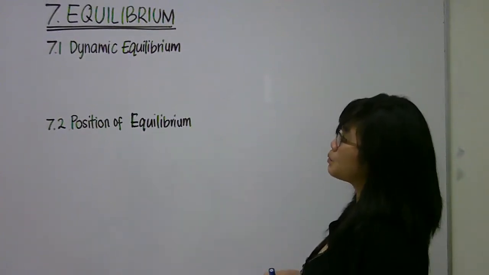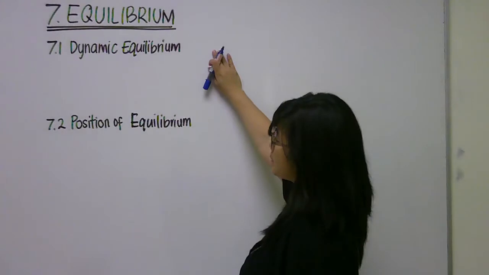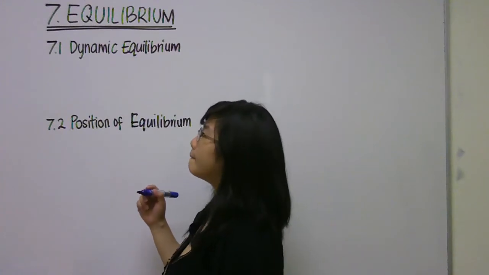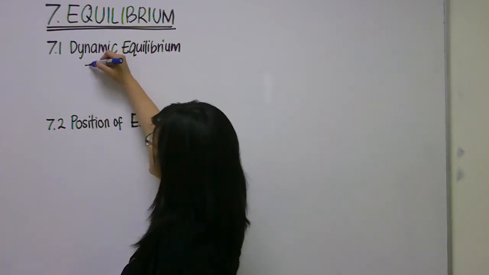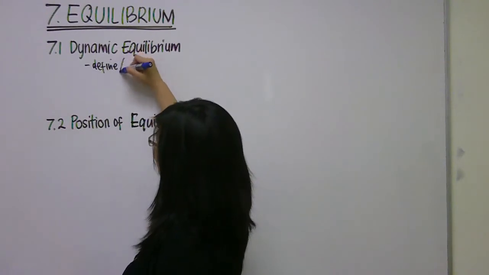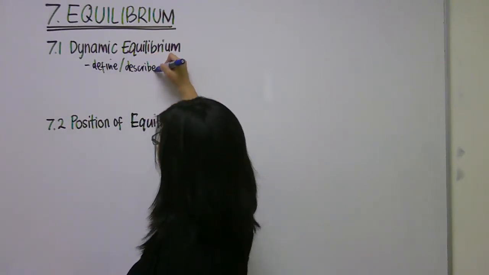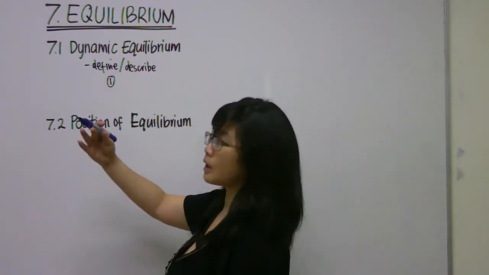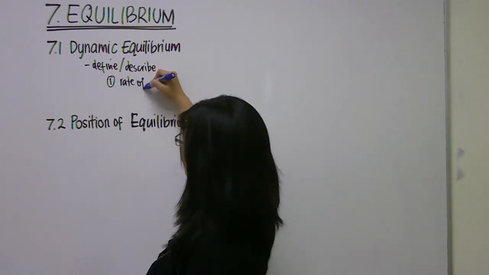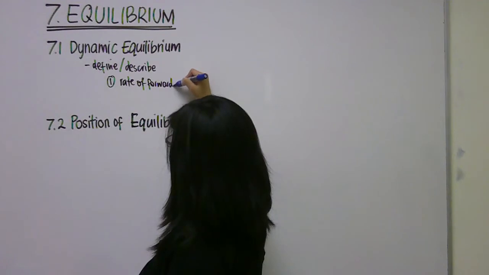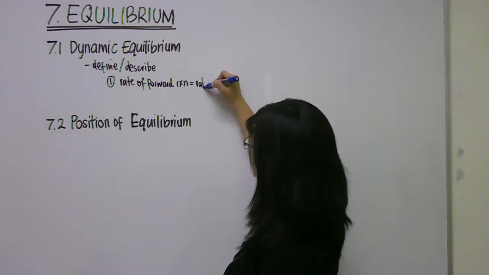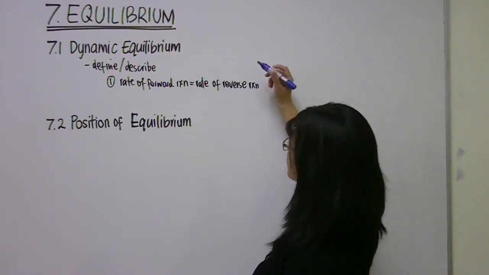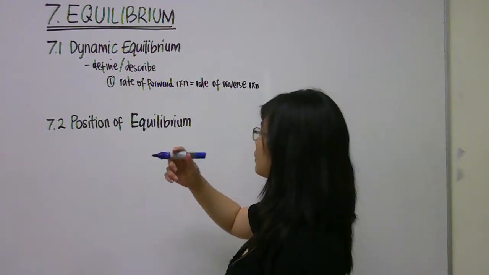Okay, the seventh chapter is equilibrium. In the standard level, there will be two parts, dynamic equilibrium and position of equilibrium. In dynamic equilibrium, you're supposed to define or describe this dynamic equilibrium, okay? So the expected answer will be, firstly, in a dynamic equilibrium, the rate of forward reaction is equal to the rate of reverse reaction. Okay, so this is the first description that they want you to say.